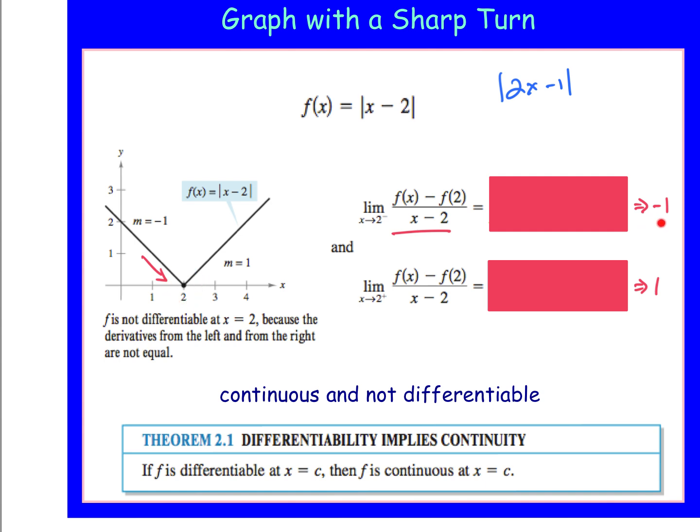No, because from the left of 2, it's what? Negative 1. From the right of 2, it's what? 1. Do they match up? No. And so what I want you to write down is continuous does not always mean differentiability. And the first example is when it has a sharp turn.